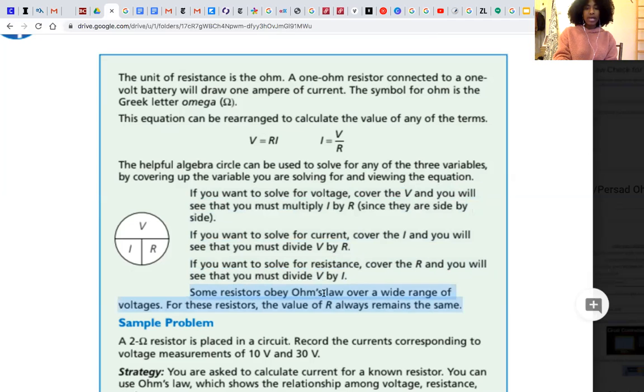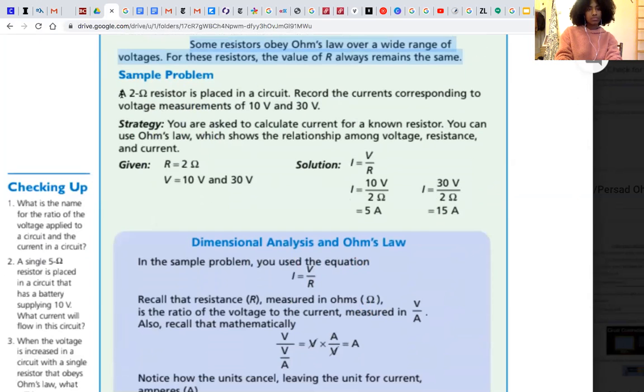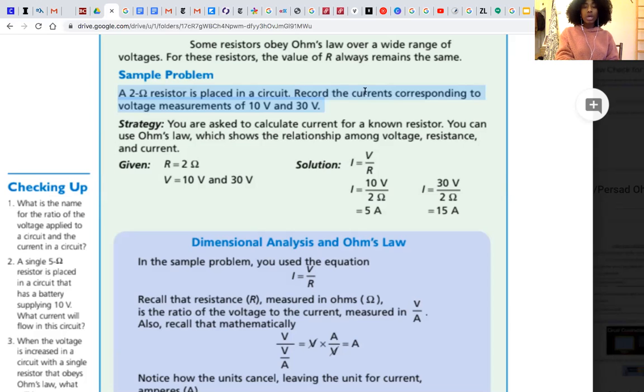Some resistors obey Ohm's law over a wide range of voltages. For these resistors, the value of R always remains the same. Here is our sample problem. The problem reads, a 2 ohm resistor is placed in a circuit. Record the currents corresponding to the voltage measurements of 10 volts and 30 volts. Here's the strategy they are telling you to use.